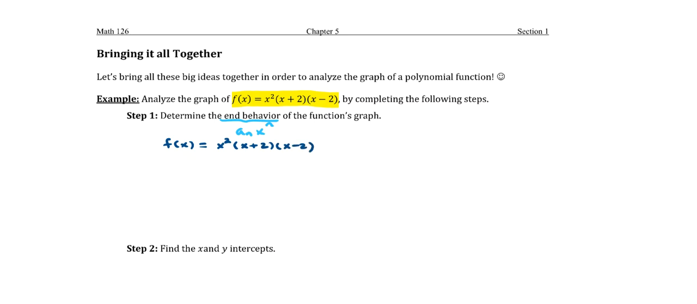And my recommendation would be to FOIL the x plus 2 times x minus 2 with each other. That gives us x squared times quantity x squared minus 4. And then we can go ahead and distribute the x squared to clear parentheses. And we get a final result of f of x in standard form as x to the 4th minus 4x squared.